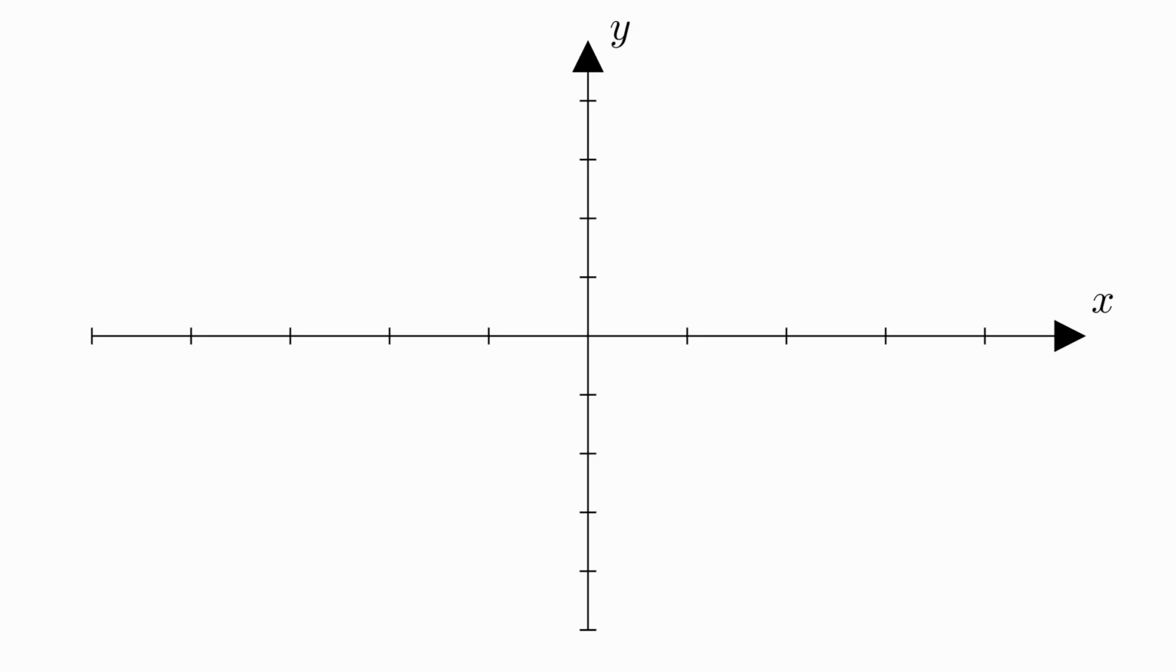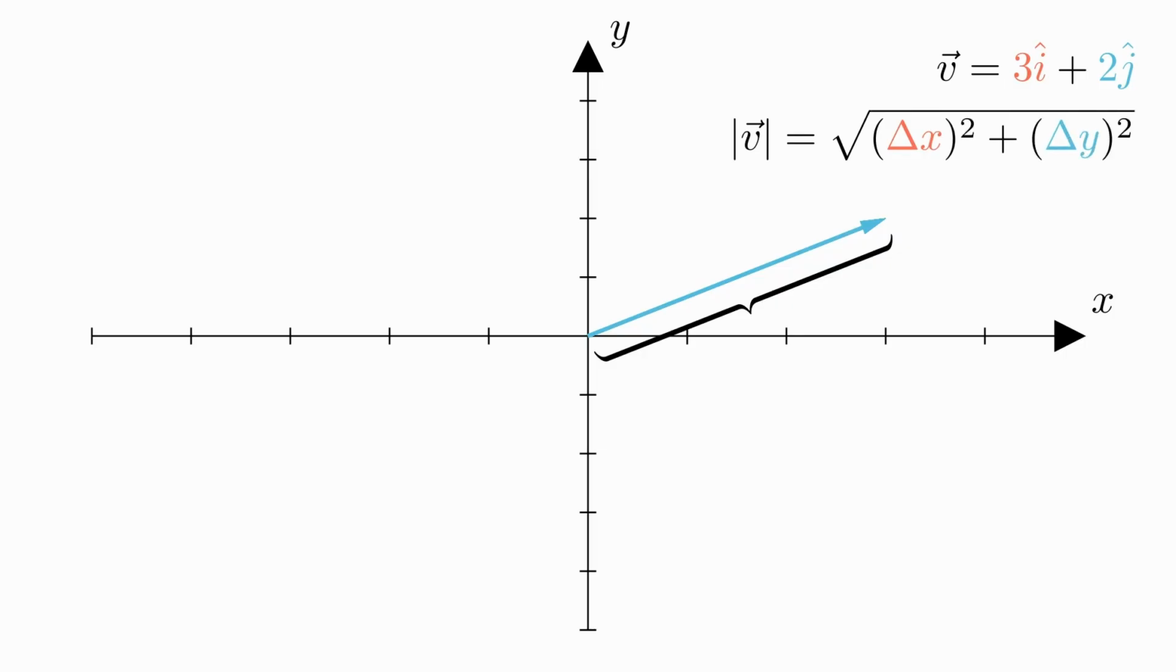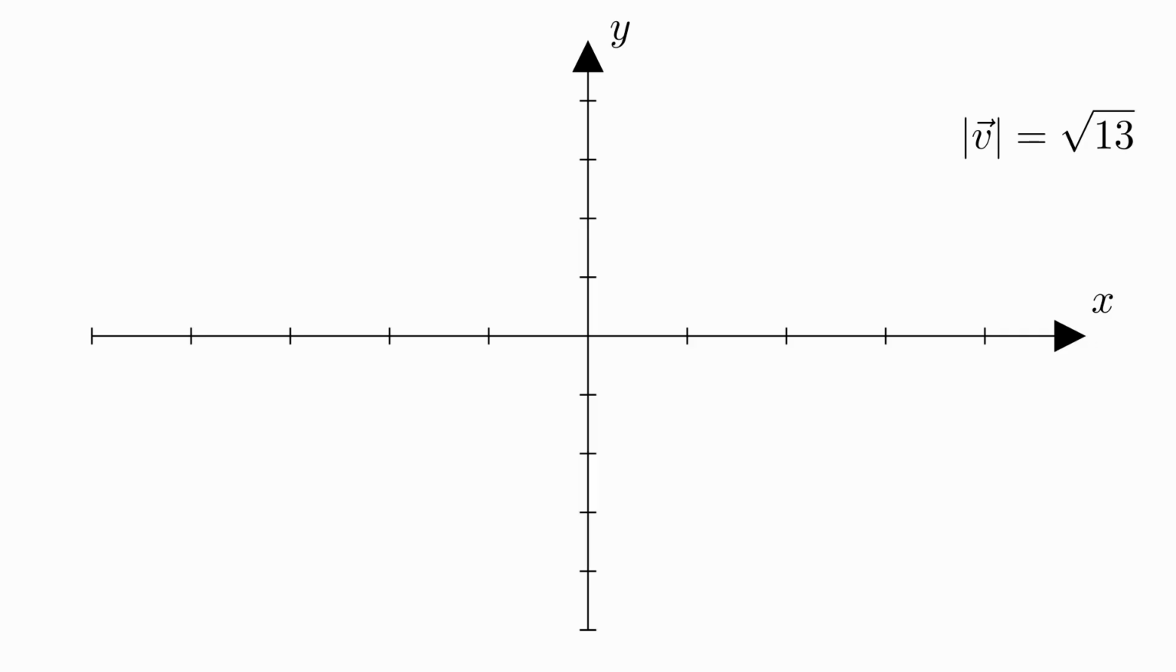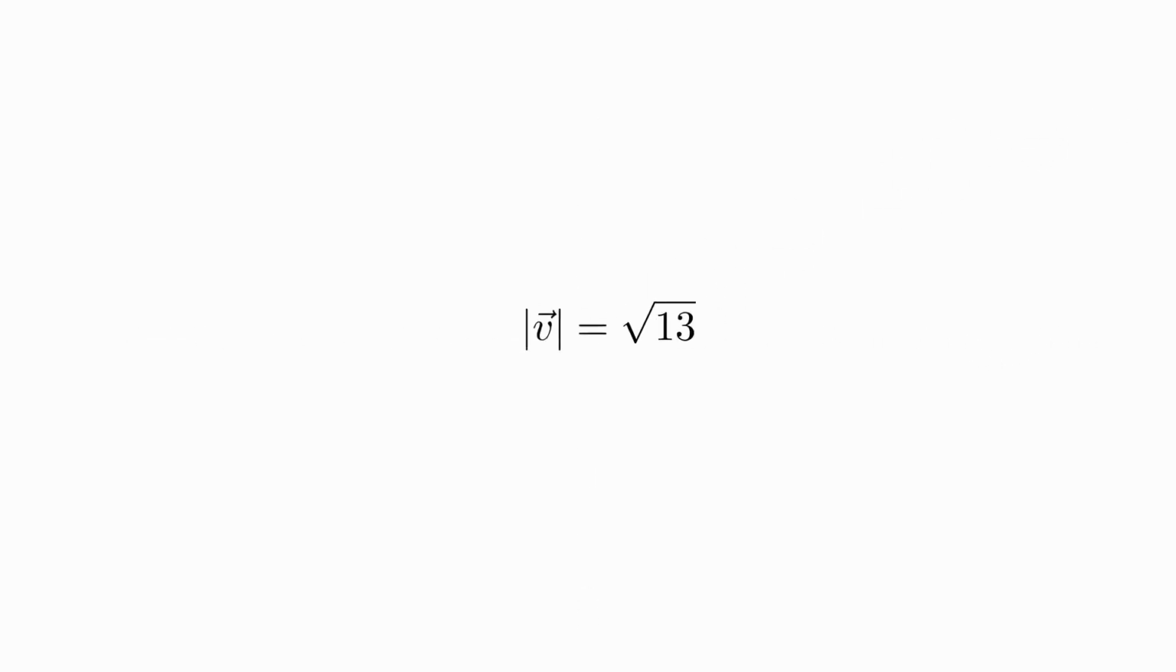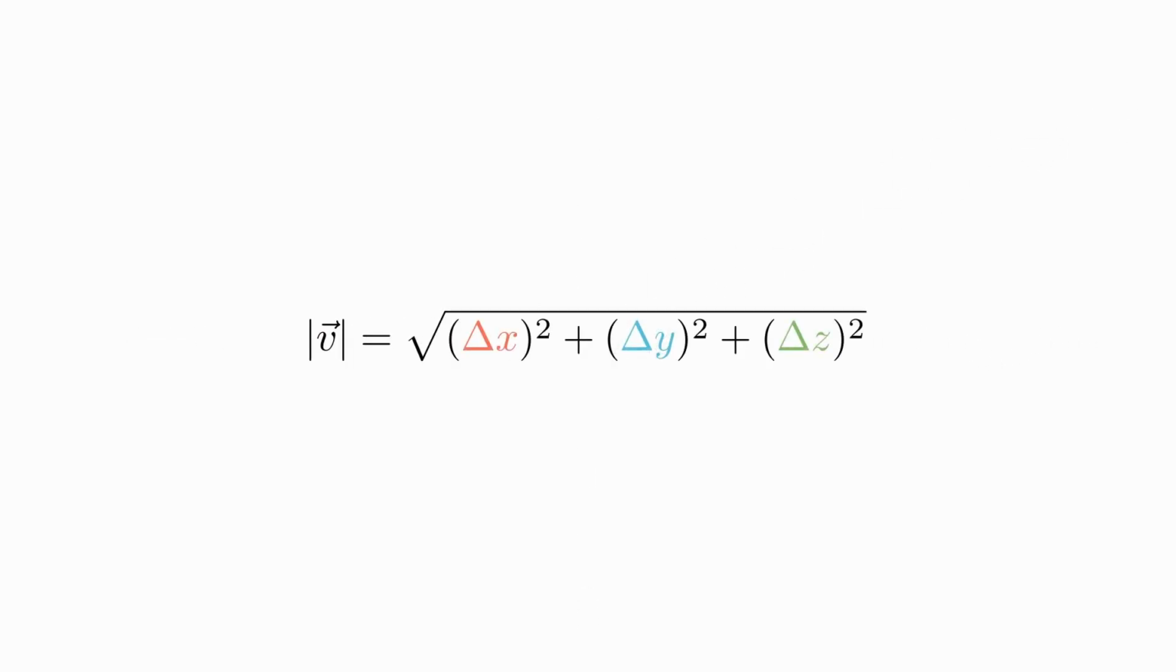Let's talk about how to find the magnitude of a vector. Take this 2D vector for instance, 3i plus 2j. Again, the magnitude of a vector is just the length of the arrow. Therefore, the vector magnitude can be found using the Pythagorean theorem. The notation for magnitude is 2 vertical lines. Just sum the squares of the x and y components and then take the square root. In this case, the vector's magnitude is square root of 13. If this were a 3D vector, we just have to add the square of the vector z component.